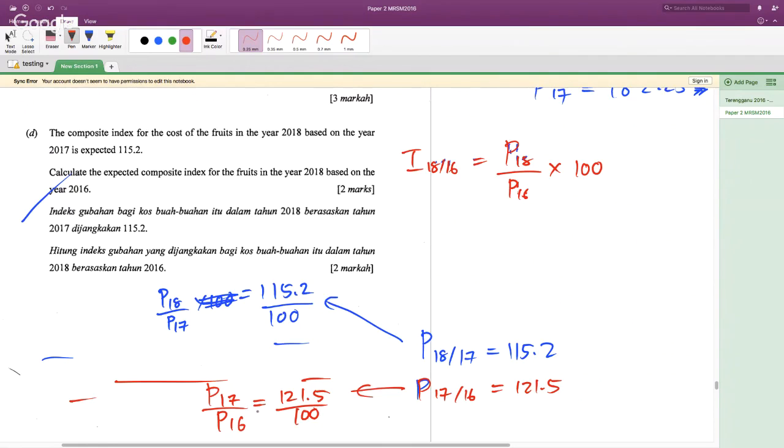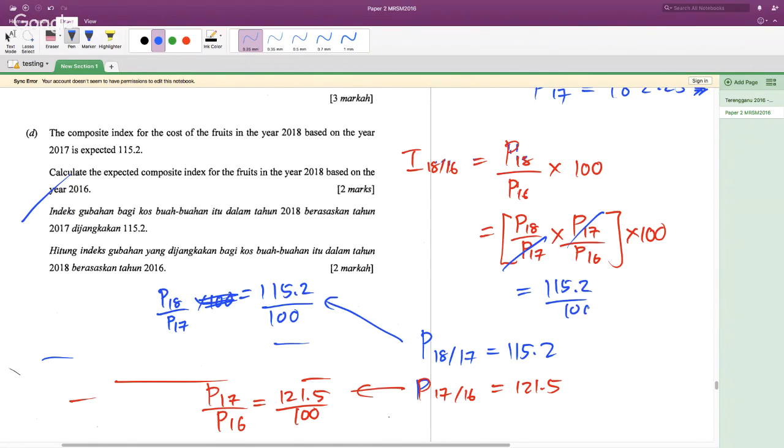So therefore, I will do the crossover multiply for this one in order to get this thing. This thing actually is a chain rule. I will say this is price 18 over price 17 multiply price 17 over price 16 multiply 100. So you just assume 17 and 17 you can simplify, you get 18 and 16, isn't it? Exactly. So this is the logic. So it's 115.2 over 100 multiply 121.5 over 100 multiply the whole thing with 100. Then you can get the final composite index.